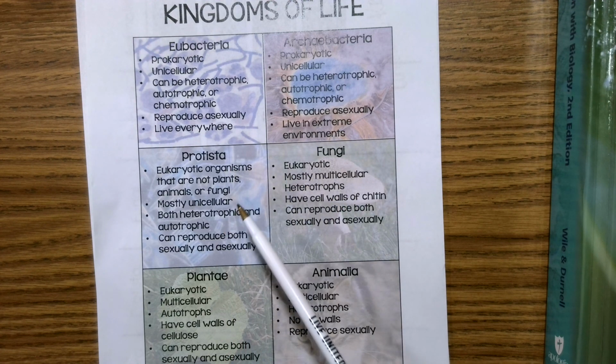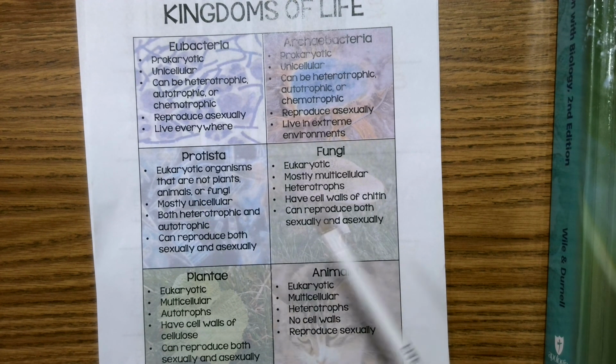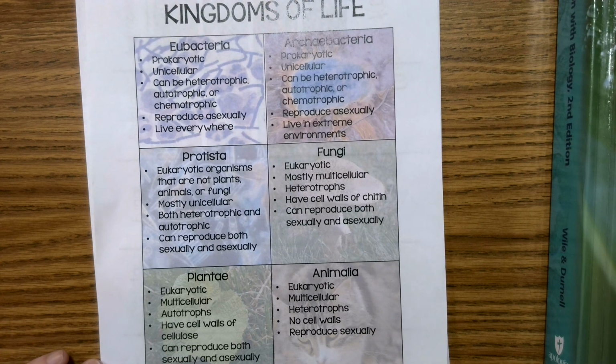And then you're going to have to kind of take a look at this to review what we learned about protista, fungi, plants, and animal kingdoms. So you have this sheet with you, so please study that and make sure that you are up to date and remember the differences between the different kingdoms.